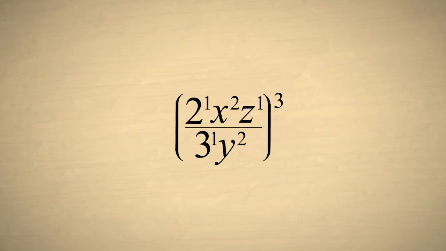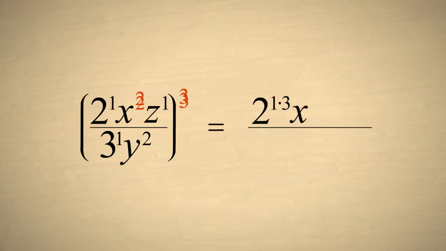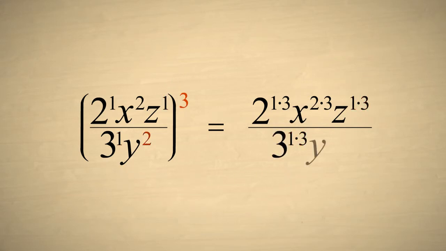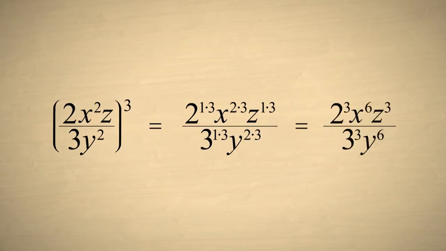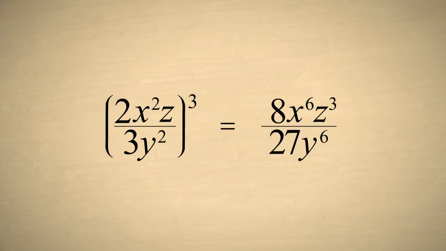Now, since this entire expression is raised to the third power, we multiply the exponent of every term in the expression by 3. As a final step, we can write 2 cubed as 8 and 3 cubed as 27. This expression is now written in its simplest form.